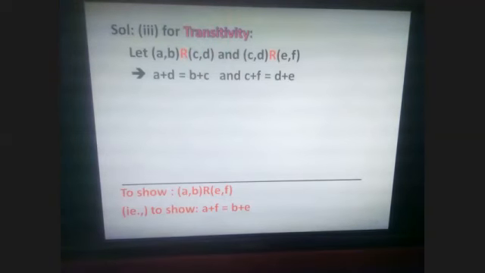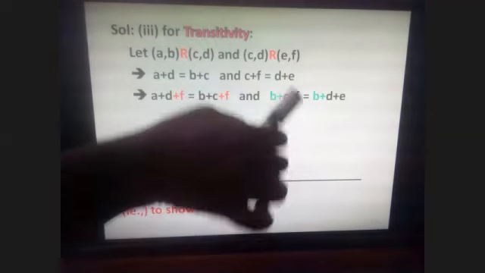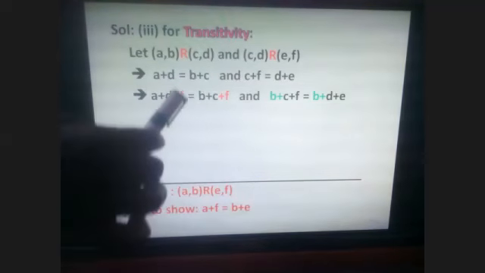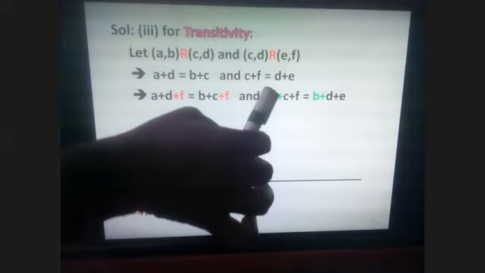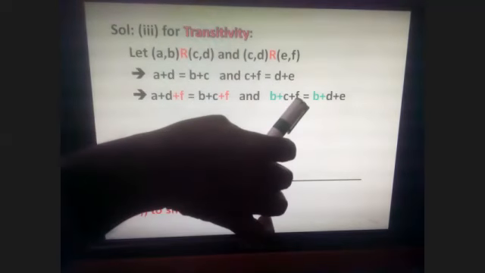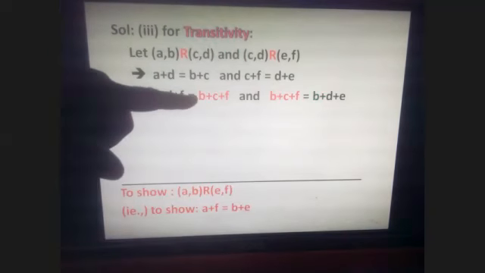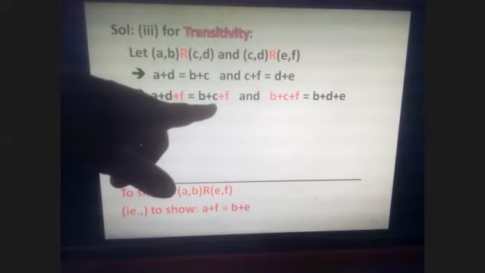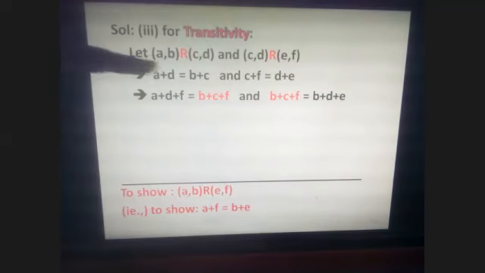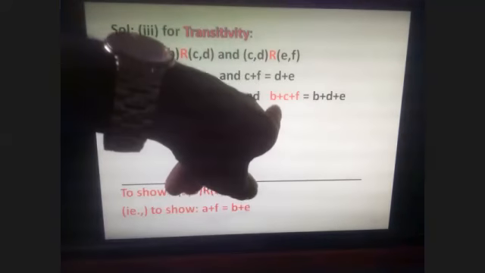Simple adjustment. What I do here is that in this I add F on both sides, and in this I add B on both sides. What is happening ultimately? This is B plus C plus F, and this is also B plus C plus F. So what we are getting is A plus D plus F equals B plus C plus F, and that is as good as B plus D plus E. I simply added F on both sides here, and I simply added B on both sides here. And these two are equal now.